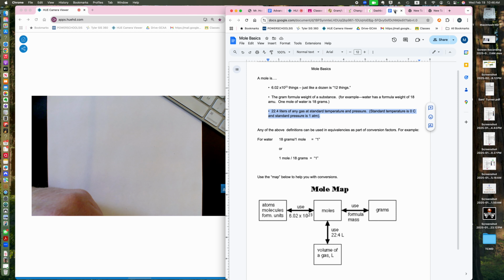All right, so here's our mole map. A mole has three definitions. 6.02 times 10 to the 23rd things, just like a dozen is 12. A mole is 6.02 times 10 to the 23rd. The more practical definition is the gram formula weight of something, which is the formula weight added up.